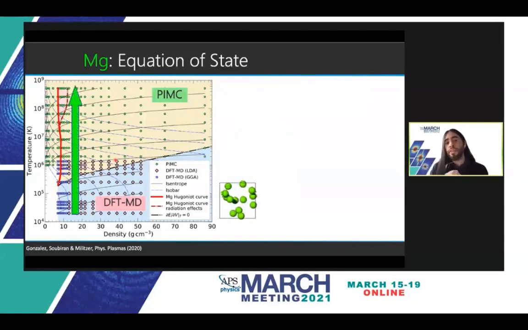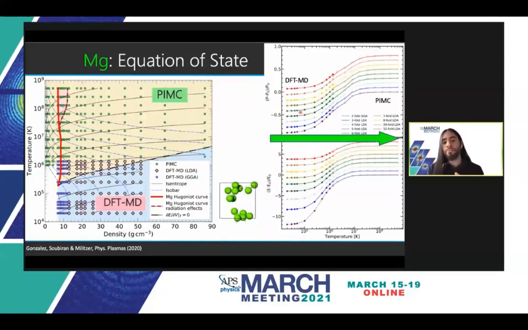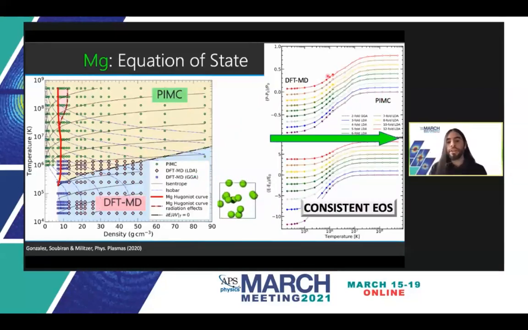If we monitor these properties that we obtain along an isochore, for example, as a function of temperature, we can see that both pressure and energy generated by DFT are consistent with those generated by path integral in this overlapping region. Therefore, we generate a consistent equation of state that spans across this wide range of temperatures that in this case goes from 20,000 Kelvin to almost 1 billion Kelvin.